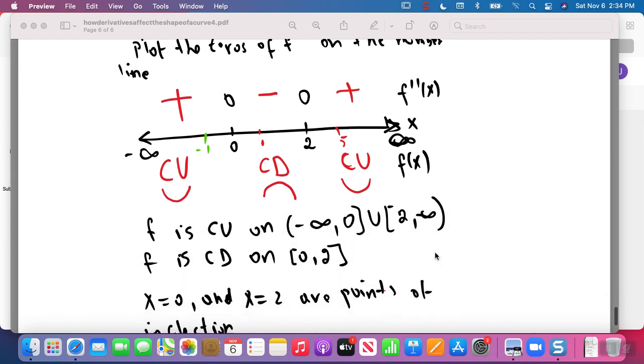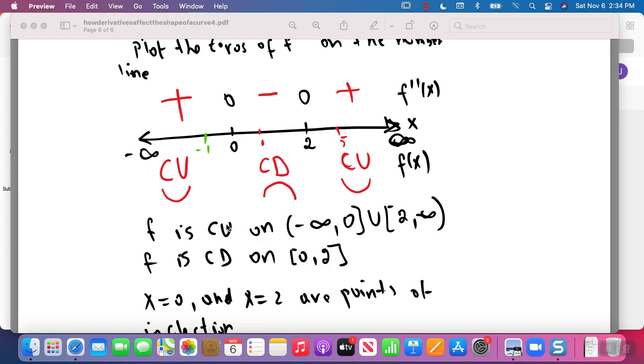So we can make the statement based on the table that f is concave upward from negative infinity to 0, union 2 to infinity, because we have two places where the function is concave upward. And the function is concave downward on 0 comma 2, this interval.